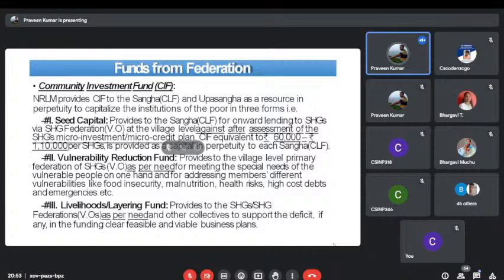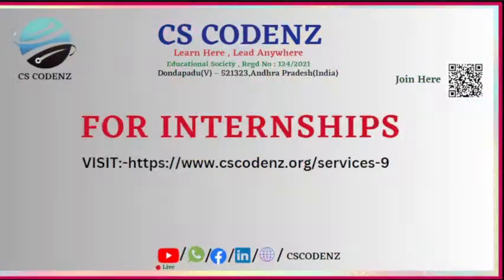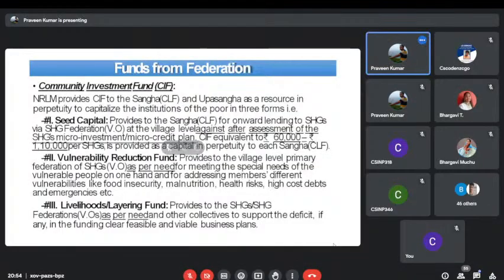Suppose there is a program. Okay, we are going to provide cows. Give us 10 names. Provide cows in the village to members who are very poor. We will give 95% subsidy. We will not decide who will get it. The village decides that this member is very good, we can give her the 100% scheme. So this is the layering and livelihood.